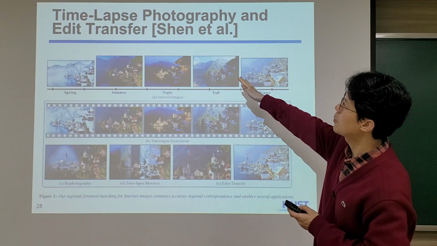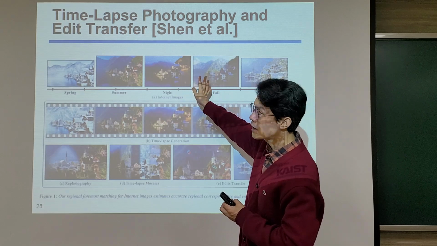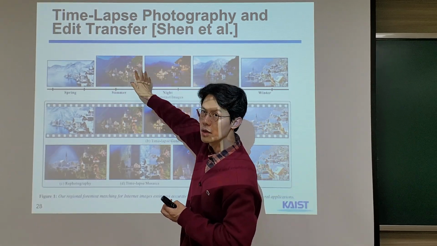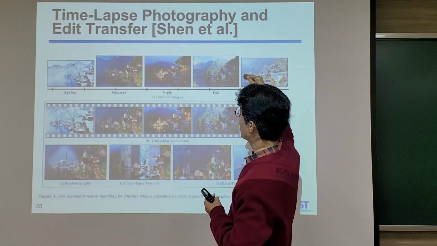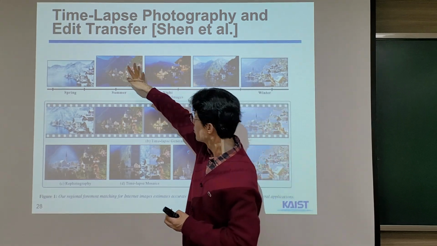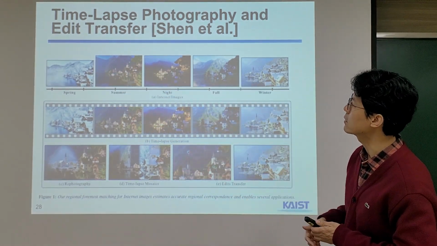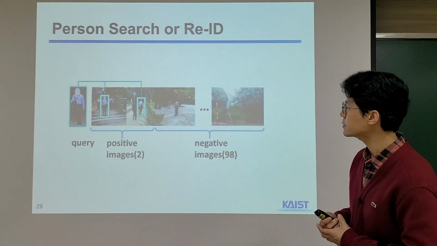This is another example of time-lapse photography and edit transfer. We can identify similar locations across different seasons, and then generate a video looking at the same location but with a different style. This is time-lapse photography. You might have heard about this one. We can also apply image search techniques here.